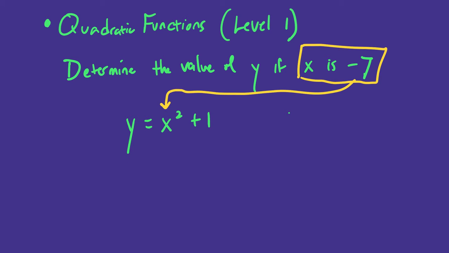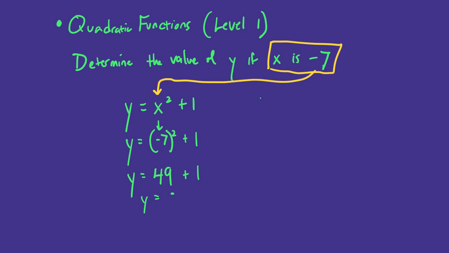So y equals, I'm going to put this in parentheses, -7 squared plus 1. -7 times -7. So y equals 50.